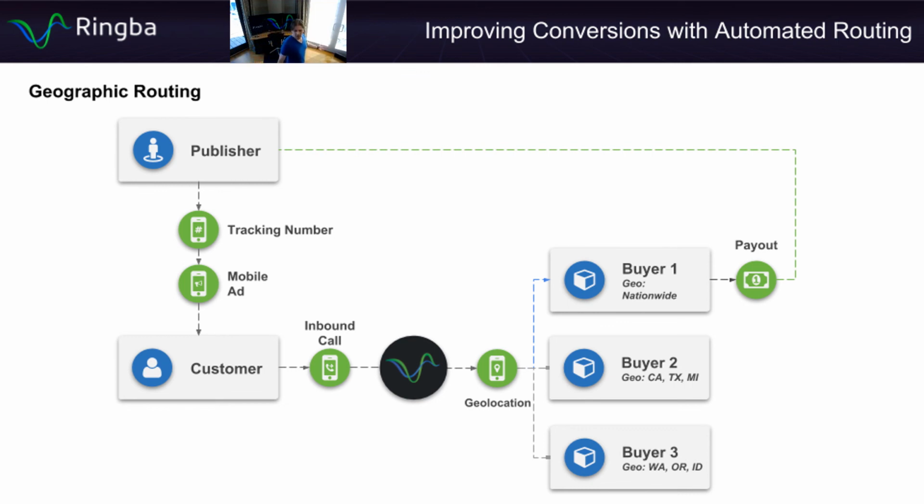Now, let's say in another scenario, it routes to buyer 1, because buyer 1 is a nationwide buyer. They can take callers from anywhere. So that one converts, a payout's issued back to the publisher, whether it's a network or it's not.